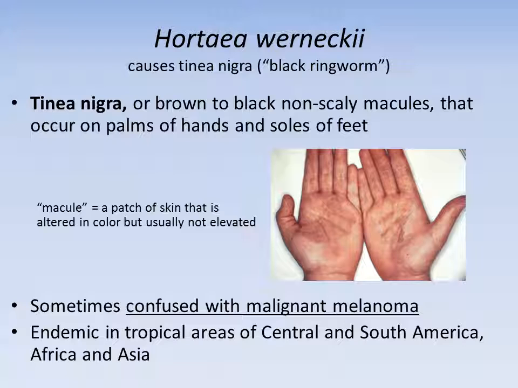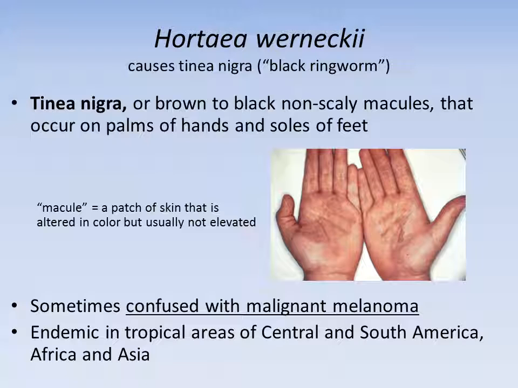The infection tinea nigra presents itself as black to brownish black, non-scaly macules that occur on the palms of the hands or soles of the feet. The thing that's notable about these lesions is they can look an awful lot like a malignant melanoma. So when the patient presents, the doctor's got to rule out malignant melanoma along the way, until he gets to the diagnosis of tinea nigra.